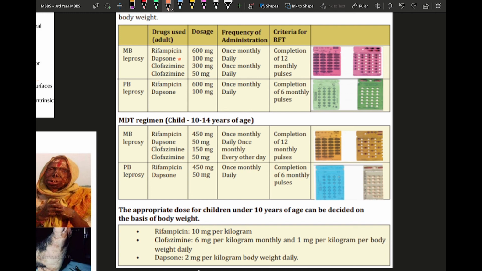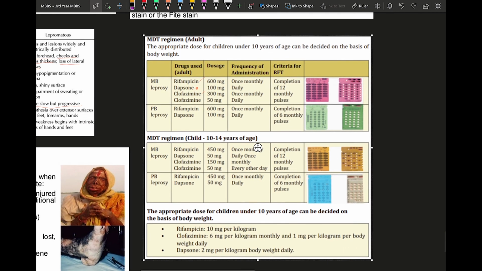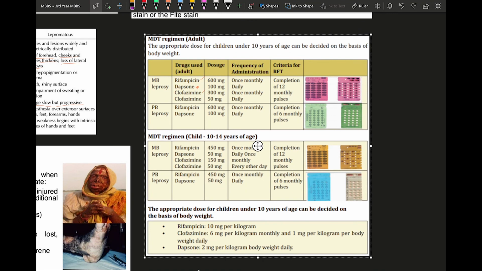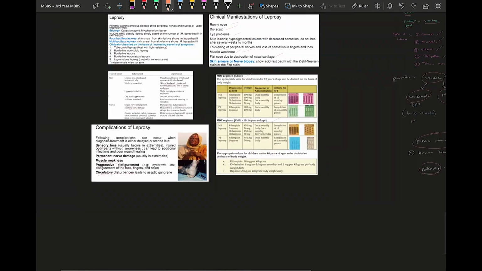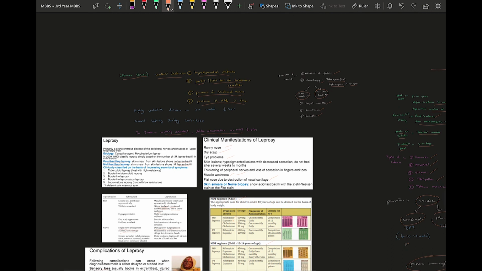Other drugs given as adjuncts are rifampicin and clofazimine, and this is the drug regimen which you need to know. There are two types of drug regimens based on the age. For adults, there's a different drug regimen. For children, there's a different drug regimen, and you need to do this to eradicate leprosy. And there is an important program called the National Leprosy Control Program, which will be covered in detail while we talk about health programs. That will cover the prevention and control aspects of leprosy.